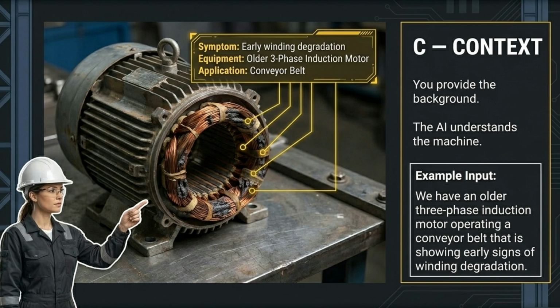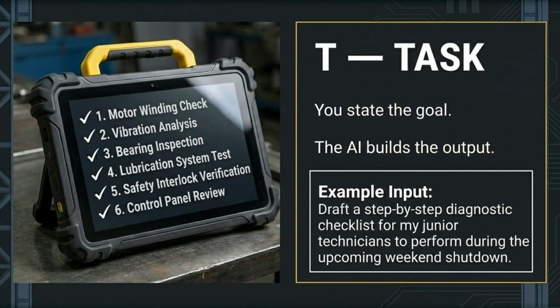Next is context. Provide the background by detailing the specific equipment, its application, and the symptoms observed. This helps the AI understand the machine you are troubleshooting. The task component is where you state your goal. Clearly define exactly what you want the AI to produce, such as a step-by-step diagnostic checklist for your team.